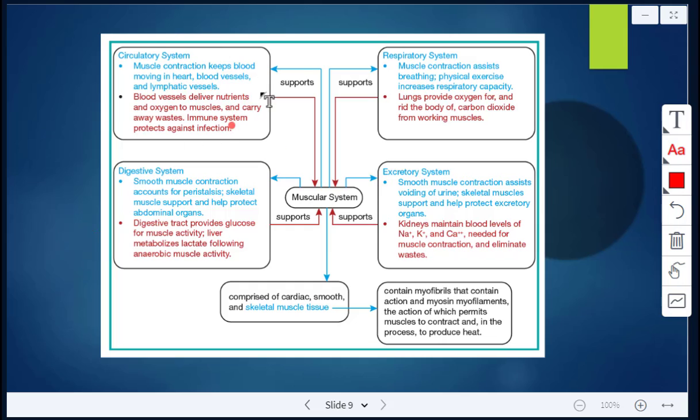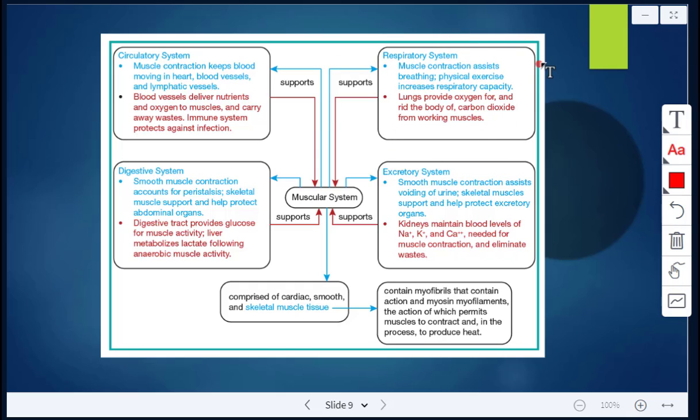The circulatory system, muscle contraction keeps the blood moving in the heart, in the blood vessels, and in the lymphatic vessels. And these blood vessels, in turn, they deliver the nutrients, the oxygen that the muscles require. They also carry away the wastes. The immune system will protect against infection.